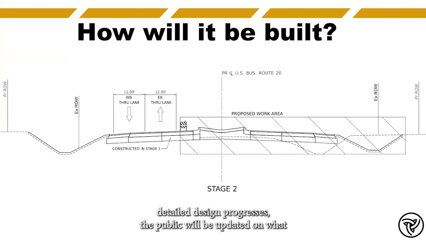As the detailed design progresses, the public will be updated on what the interim lane configurations will look like in advance of any changes occurring so that you can plan accordingly. But like we said, construction is not anticipated until at least 2026, so there are a few more years before this gets in place.